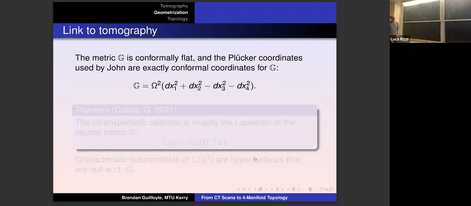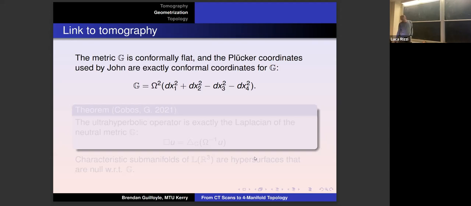Okay, so given that, the metric is conformally flat. As I said, it's also scalar flat, and Plücker had found these coordinates for line space, and in fact it shows that the metric is conformally flat, and these Plücker coordinates are in fact exactly the conformally flat coordinates for this metric.